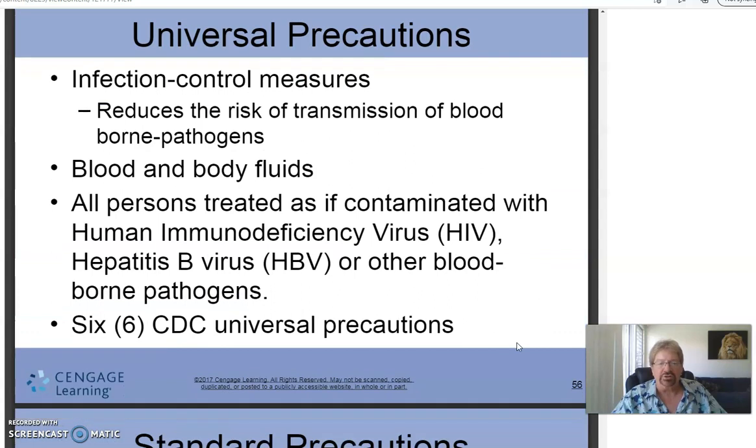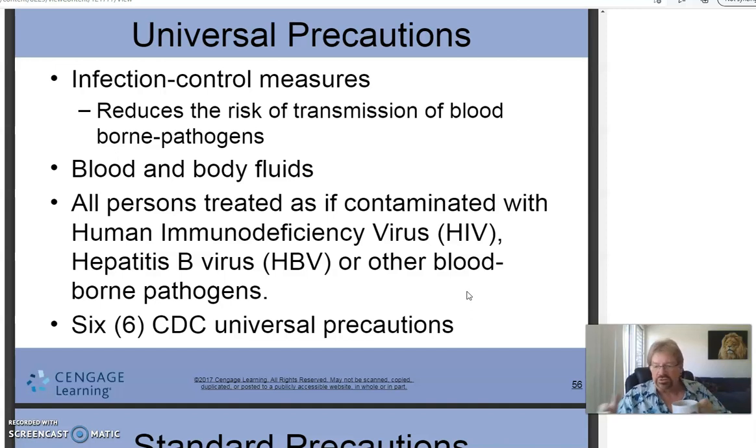Universal precautions are infection control measures that reduce the risk of transmission of blood-borne pathogens like HIV, and that sort of thing. Hepatitis are big ones. Blood and body fluids. All persons are treated as if contaminated with human immunodeficiency virus, HIV, or hepatitis B, or other blood-borne pathogens.